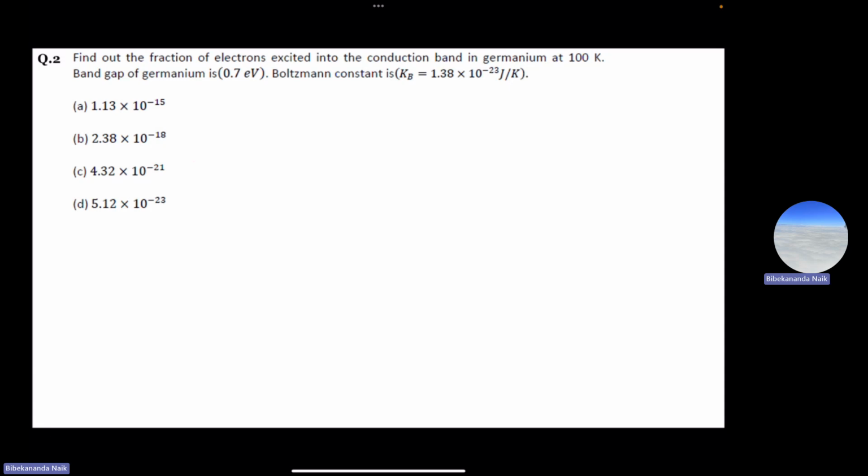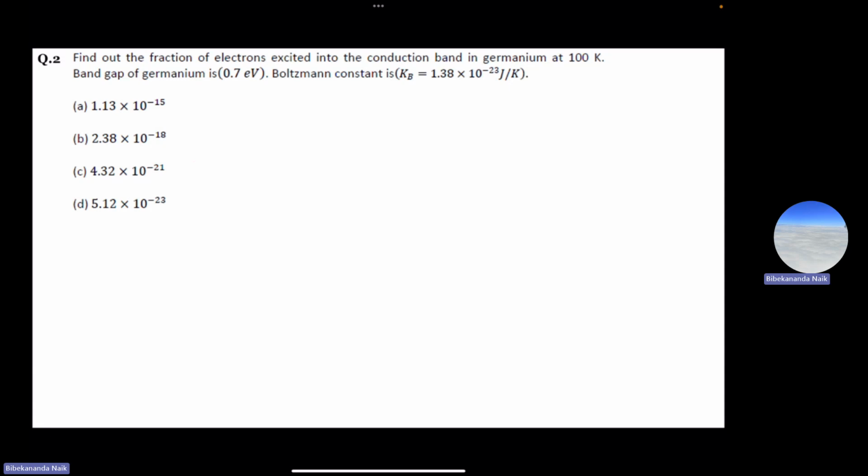So the question says, find out the fraction of electrons that are excited into the conduction band in germanium at 100 K. So we will use a formula. You must have read about that expression in your week's lecture. There is a particular relation that relates the intensity to the temperature and band gap. So we will use that formula and calculate the fraction of electrons that will be excited into the conduction band.